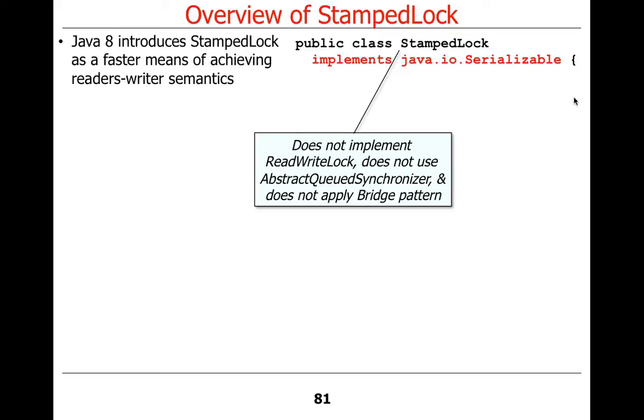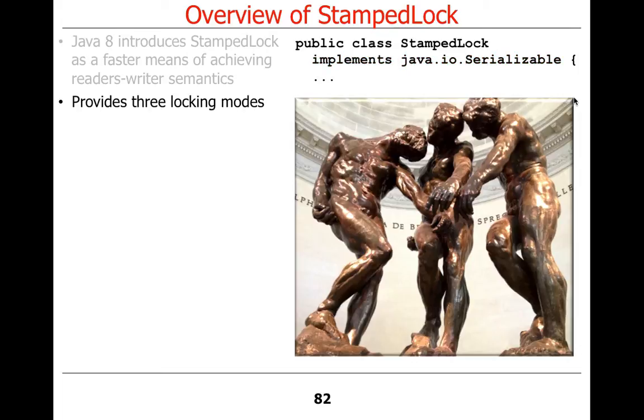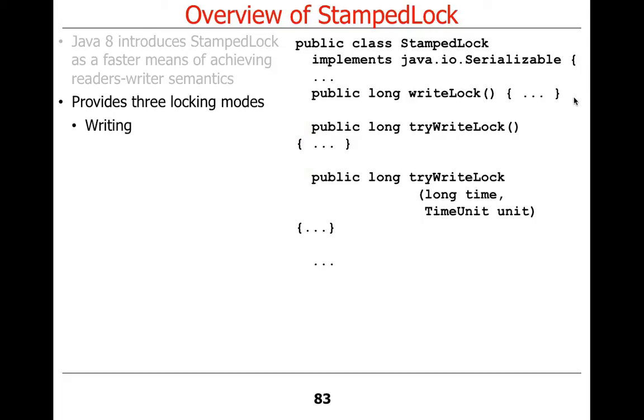So, for example, they don't have reentrancy. They don't use any of the stuff that came out of AbstractQueuedSynchronizer. They have a different interface than ReadWriteLock. And they don't differentiate between fair and non-fair semantics. So those are some things that they do. And as a result, things can be a lot faster. Instead, they provide three locking modes: writing, reading, and optimistic reading. So we're going to talk about all three of those.